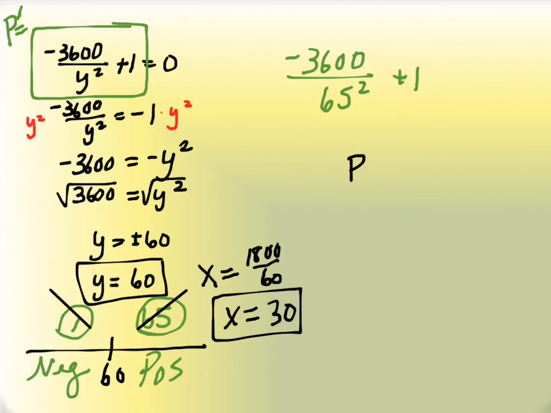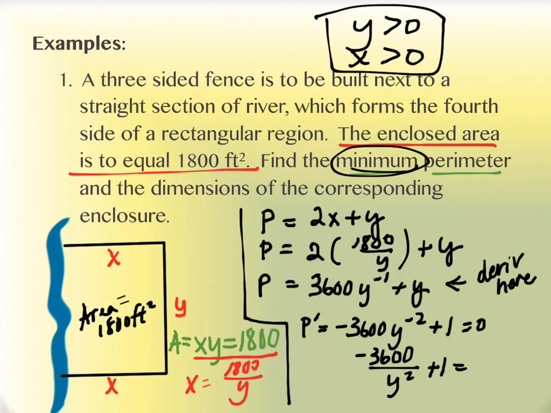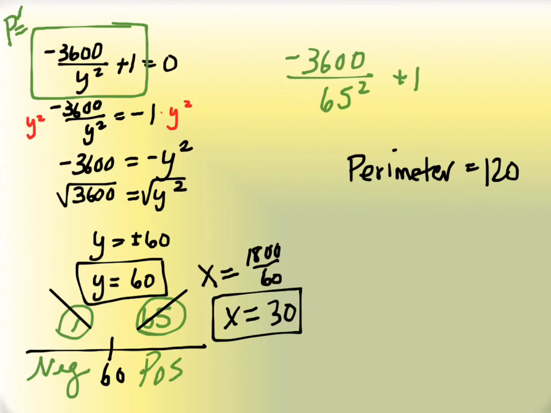And one of the things I'm supposed to find is perimeter. So what is the perimeter of this if x is 30 and y is 60? What is it? 120. You can think of it in terms of your picture if you'd like. You've got a 30 along the top, a 60 along the side, and a 30 along the bottom, and add them up. You can think of it in terms of your equation if you'd like. 2 times 30 plus 60. Right, that was the equation we had. We get 120. 120 what?